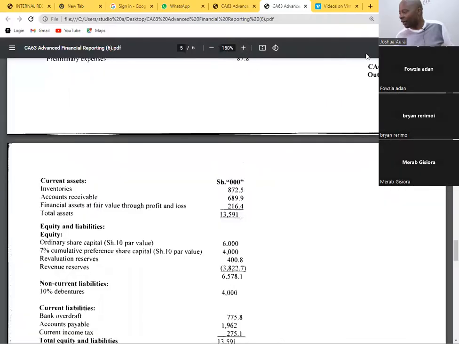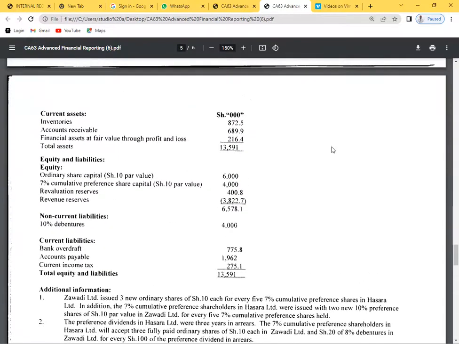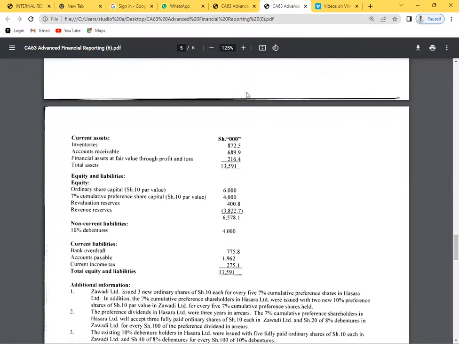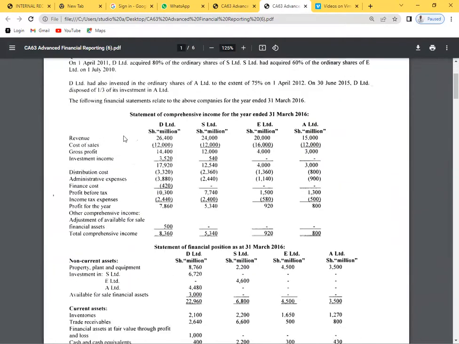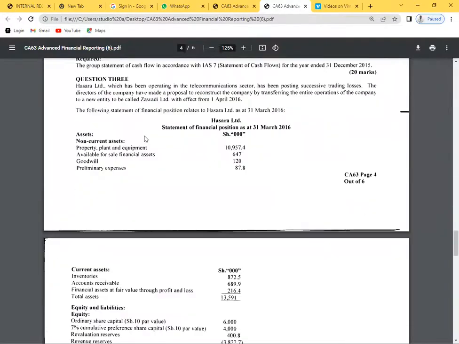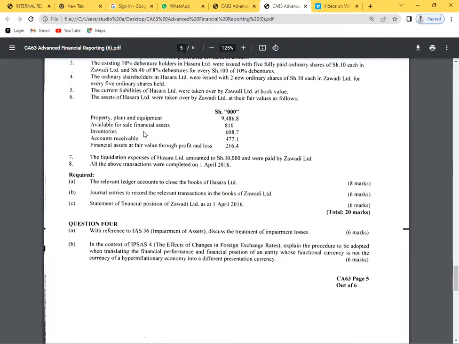Now we are communicating. Now, ladies and gentlemen, if I'm the one who got this kind of question in an exam, this is what I would have done first. So we are doing this question. This is May 2016, question number 3. Yes, question number 3.